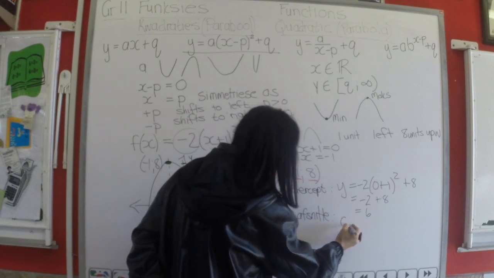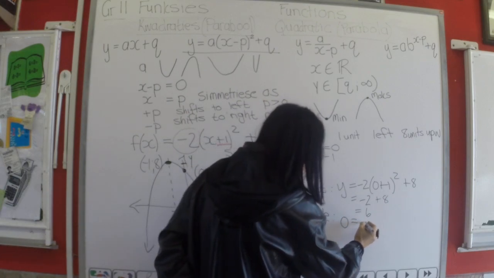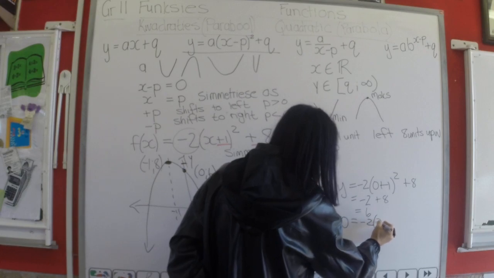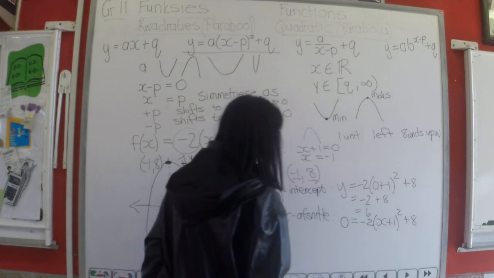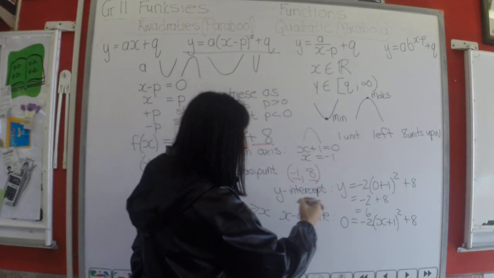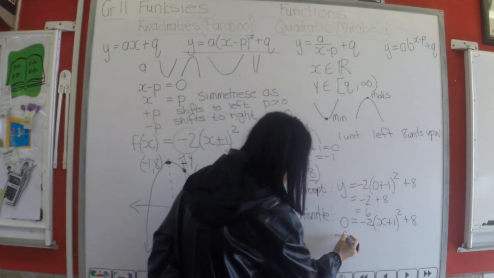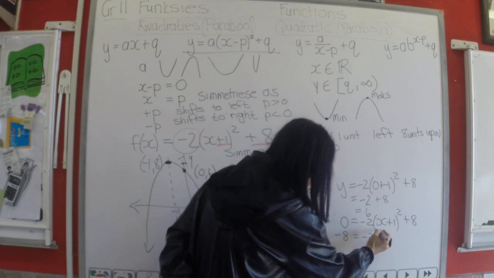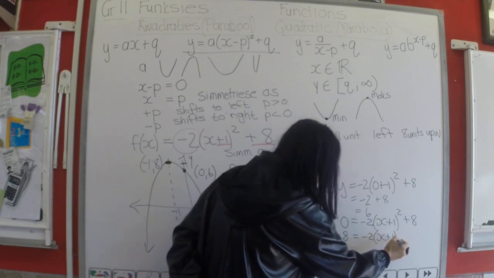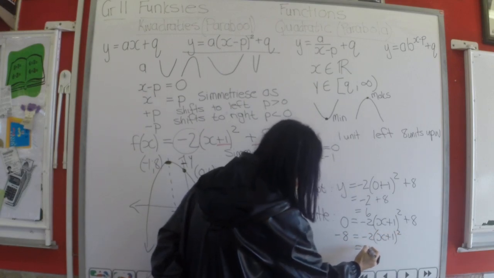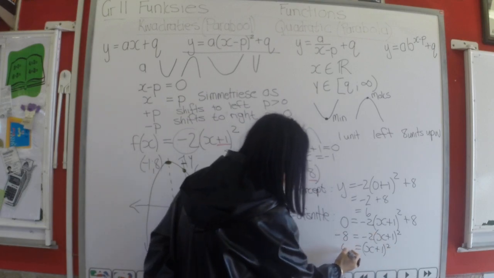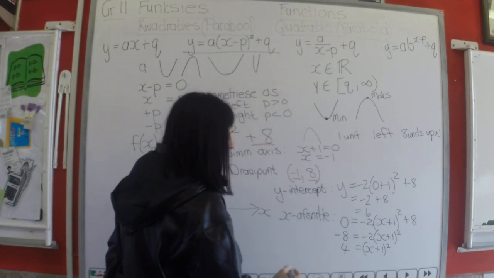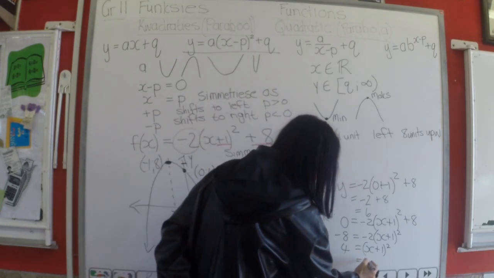Let's make y 0. So we've got minus 2 (x plus 1) squared plus 8. So now, let's take the minus 8 to the other side of the equals. Nou kan ons met minus 2 gaan deel aan albei kante. If you divide with minus 2, you get 4 there. So now you can get the square root on both sides.